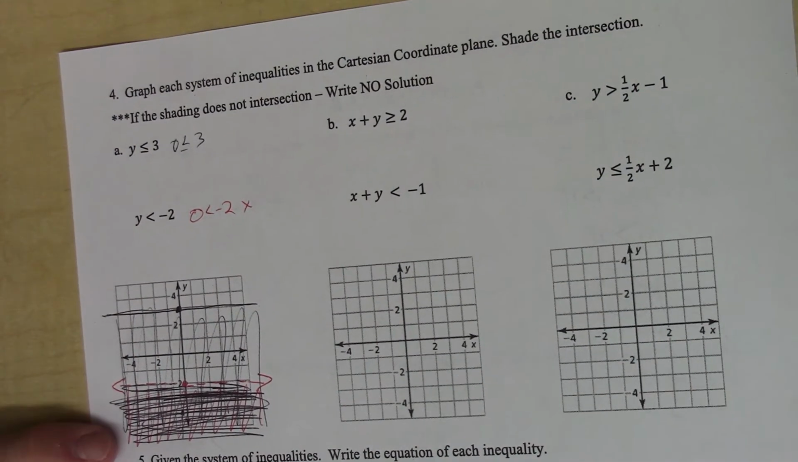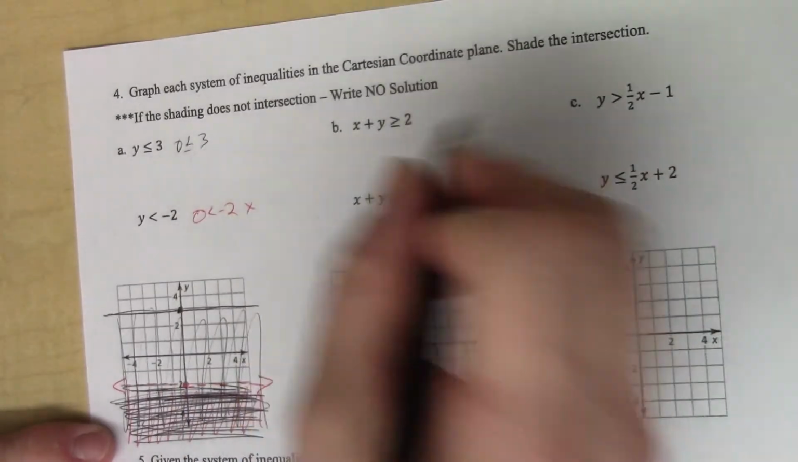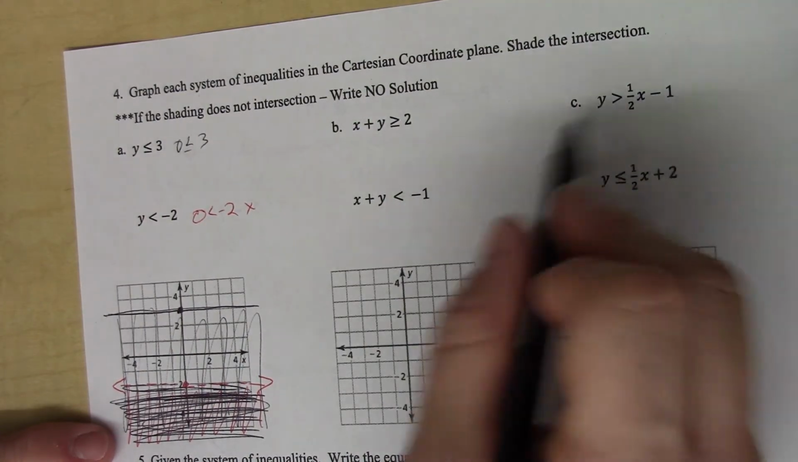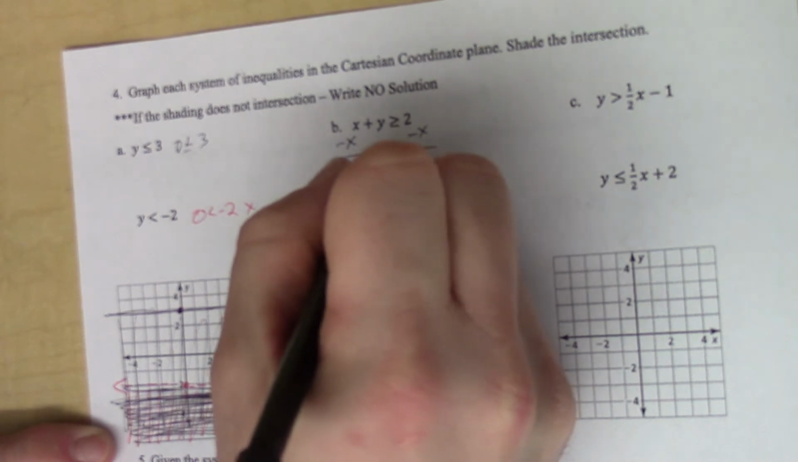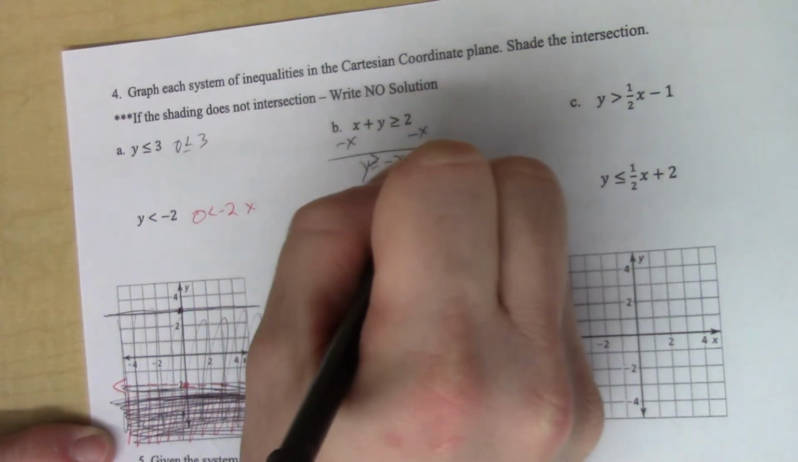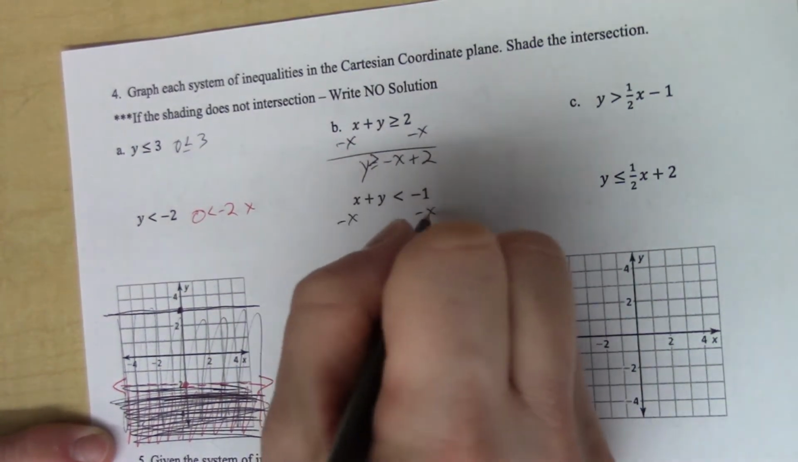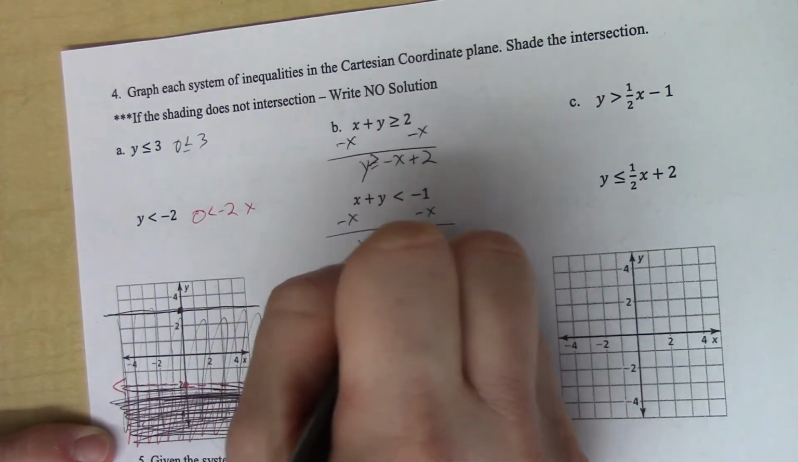Okay. For B, again, you've got to have y equals to be able to graph it. So I could do C, but right now I need to minus x from both sides here to get y is greater than or equal to -x plus 2. Same thing here, -x here. I get y is less than -x minus 1.